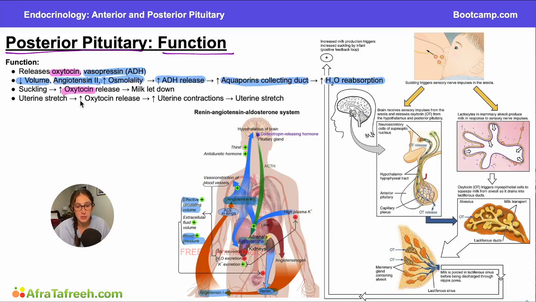Now let's talk about the other important hormone that is stored in your posterior pituitary, and that is going to be oxytocin. So oxytocin has a couple of different jobs. I always think of oxytocin in relation to breastfeeding as well as childbirth, and its job is going to be the job of milk letdown. So how does this work?